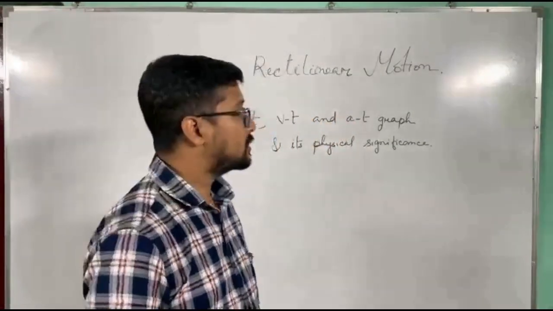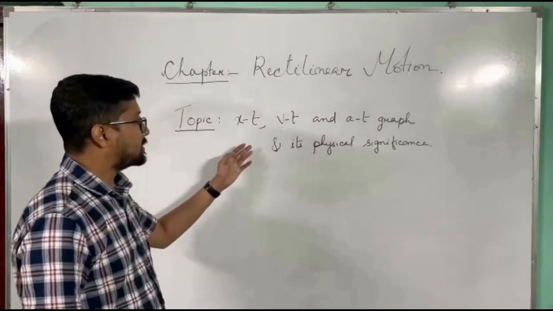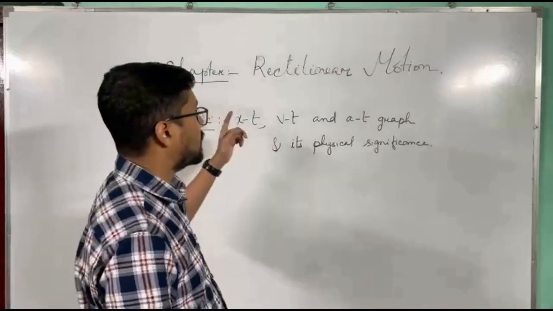Today we are going to discuss the topic XT, VT and AT graph and its physical significance from the chapter Rectilinear Motion.